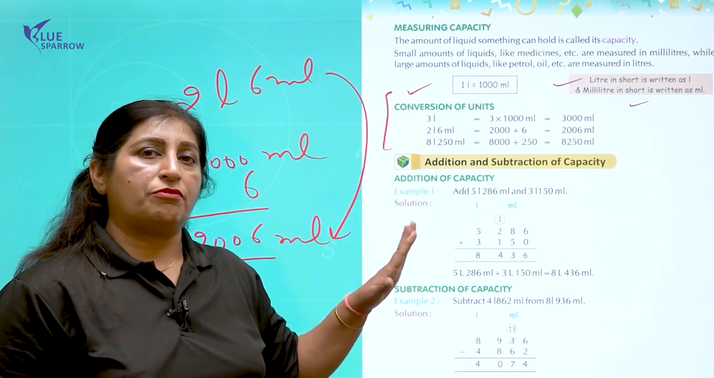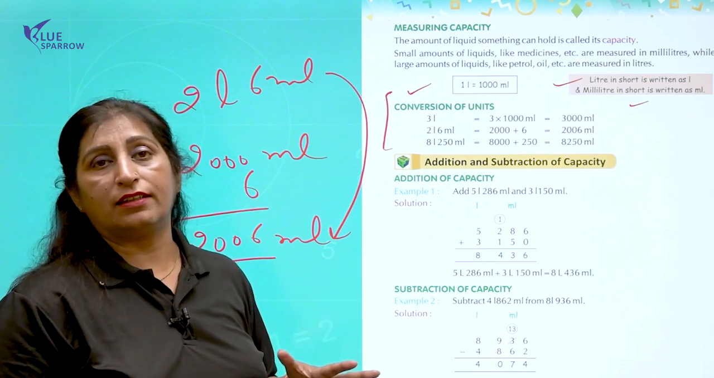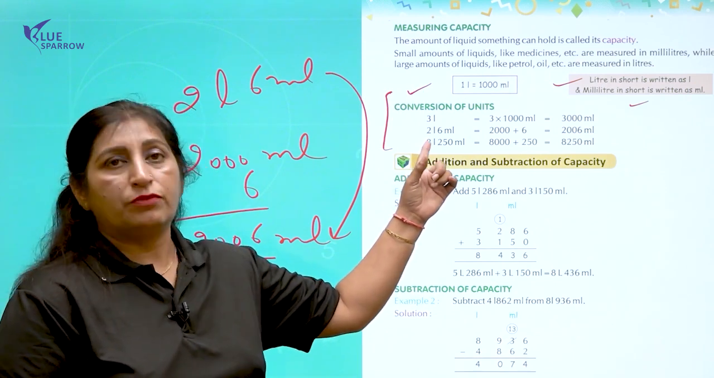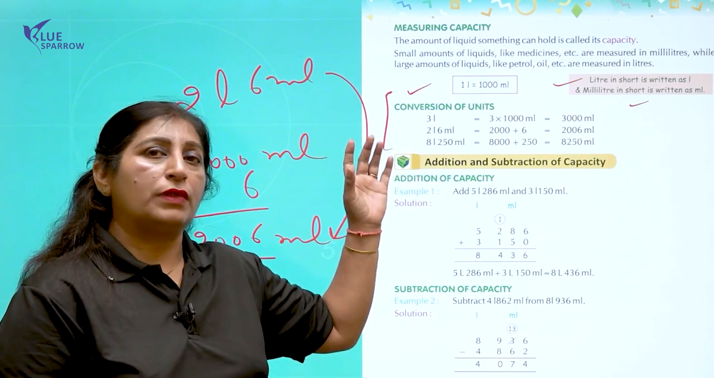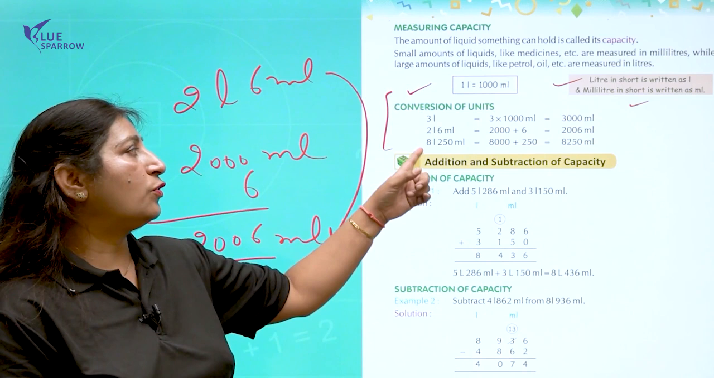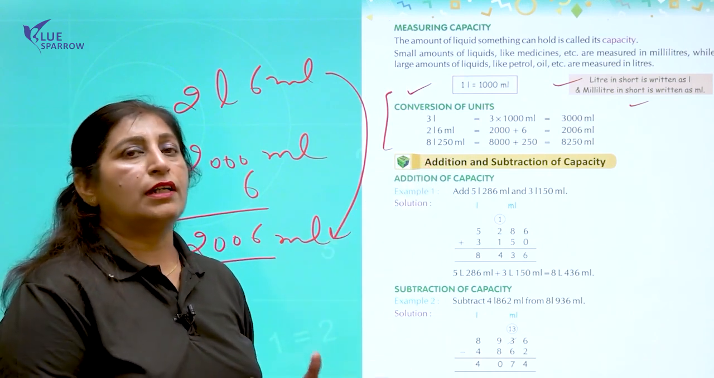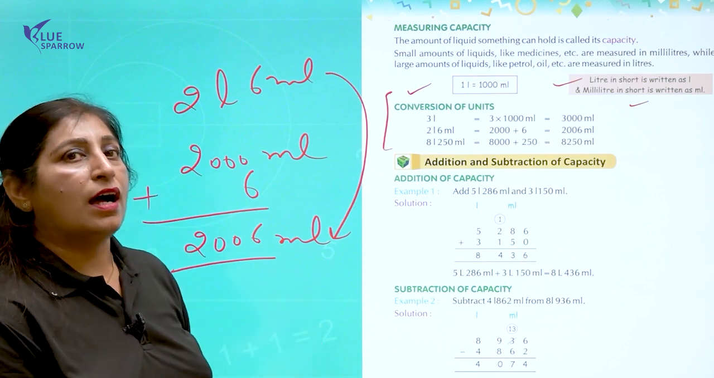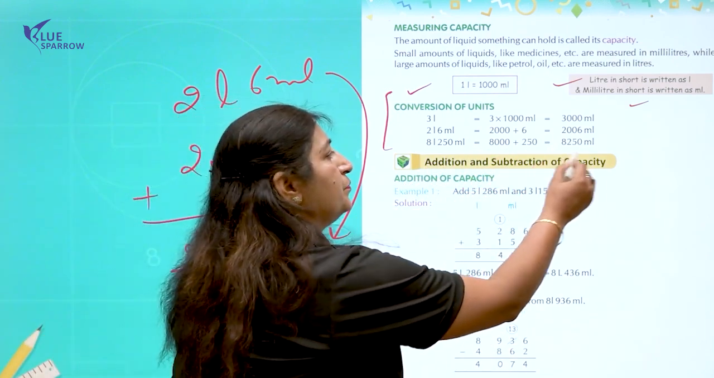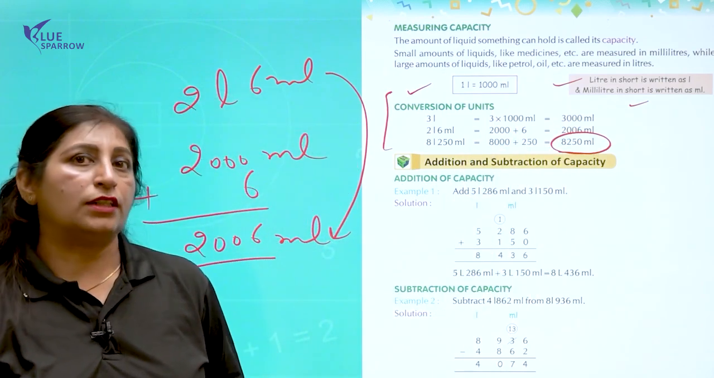Now you are asked to convert 8 liter 250 milliliter into milliliter. Again, we would firstly multiply 8 with 1000 to convert it into milliliter. It gives us 8000 milliliter and 250 milliliter were already there. We would add 8000 and 250 together and our answer would be 8250 milliliter. This is how we can convert liter into milliliters.